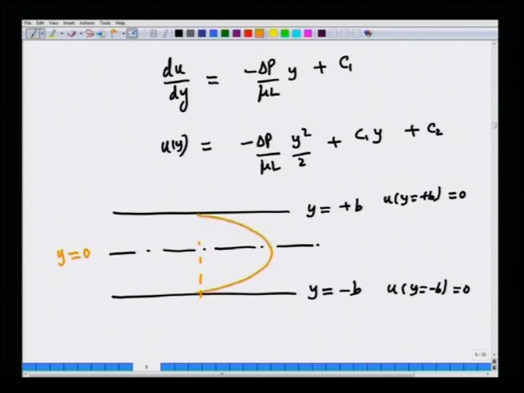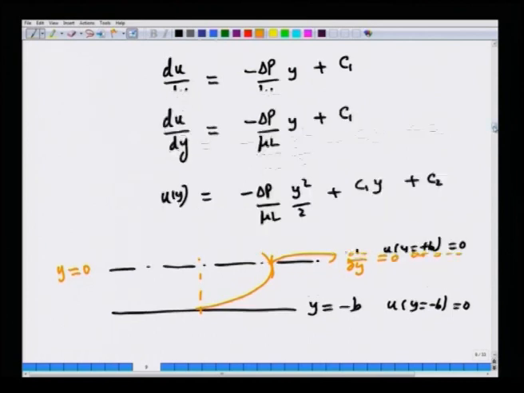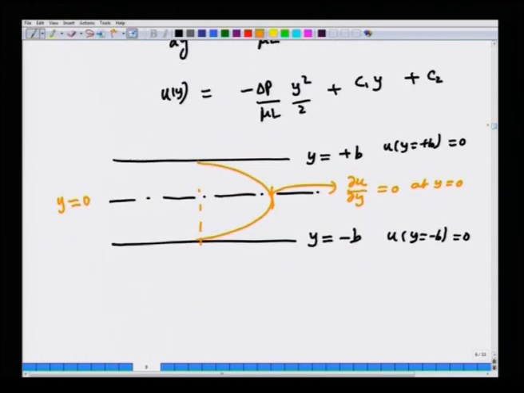So, the velocity profile has to be symmetric. That means du dy must be 0 at y equals 0 at the center line, because it is a line of symmetry. Things will look the same both in the upper half as in the lower half. Okay, so the velocity profile has to be symmetric about y equal to 0. Therefore, du dy has to be 0 at y equal to 0. So, we will use this route because it is simpler.